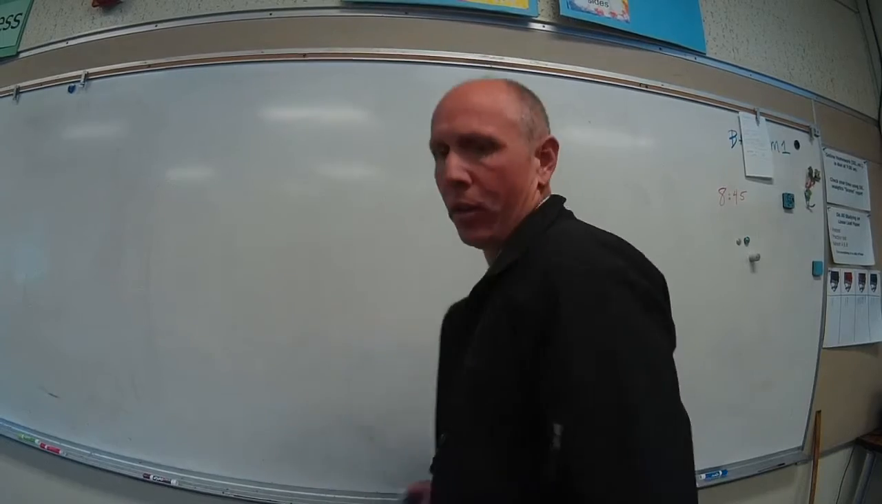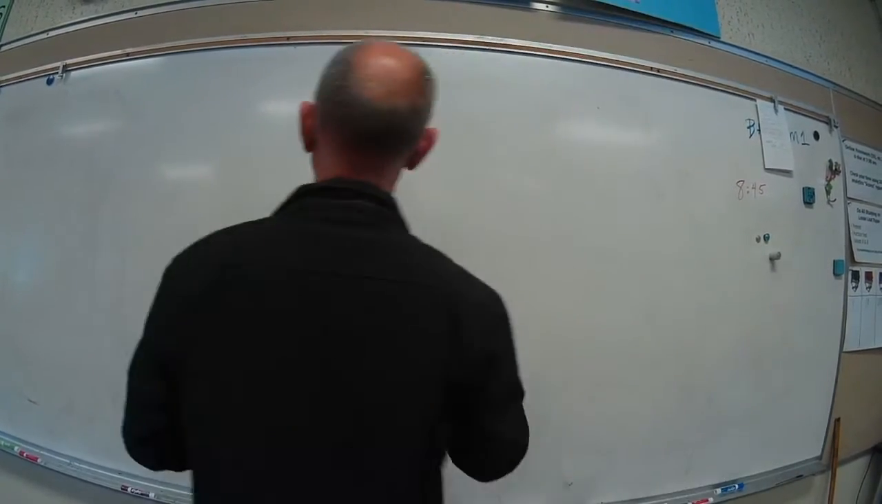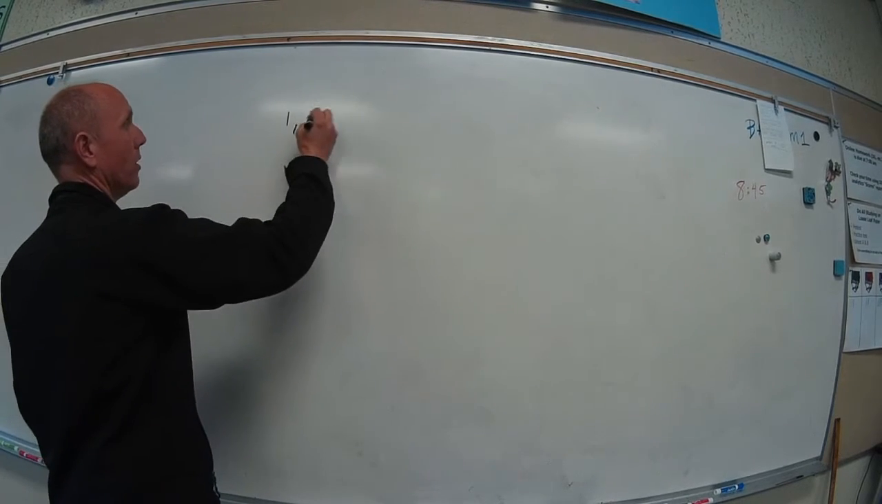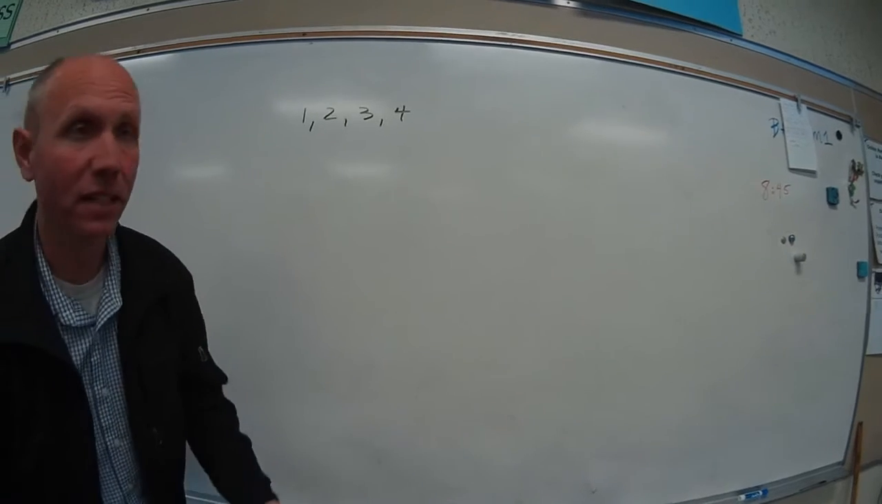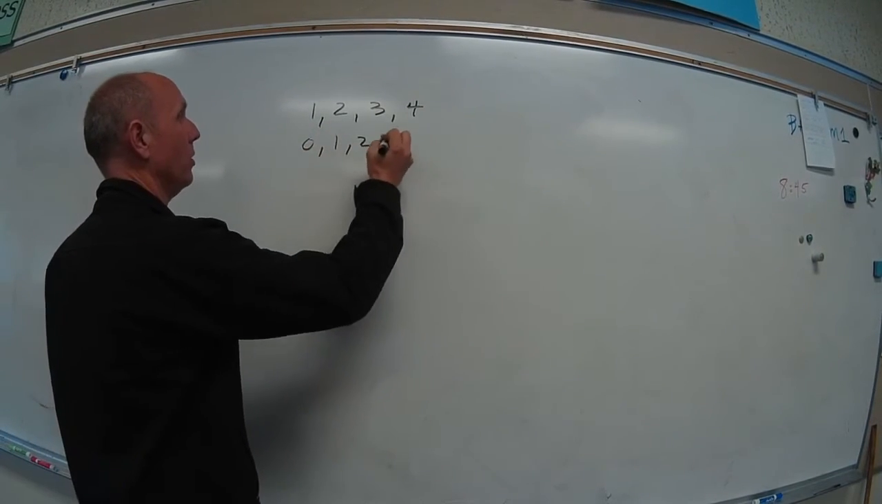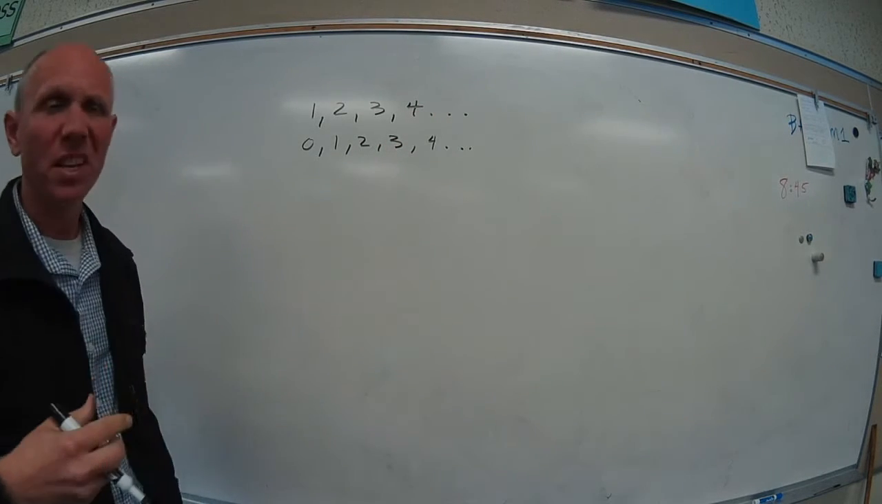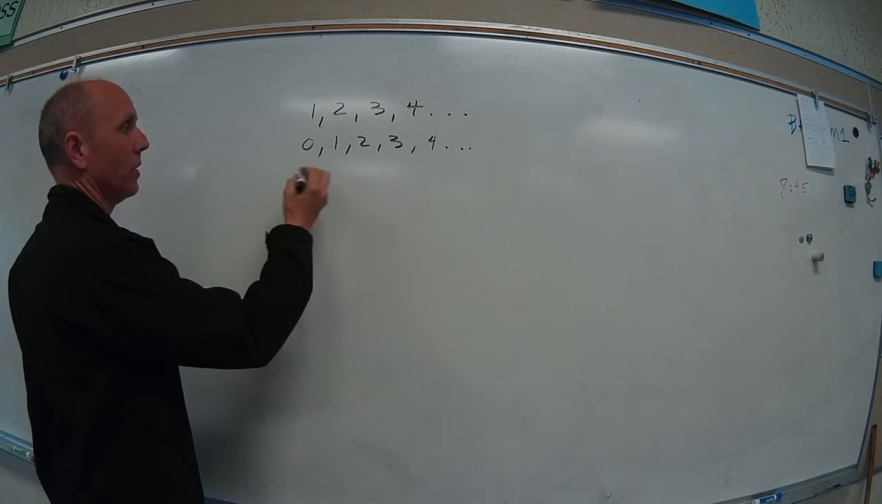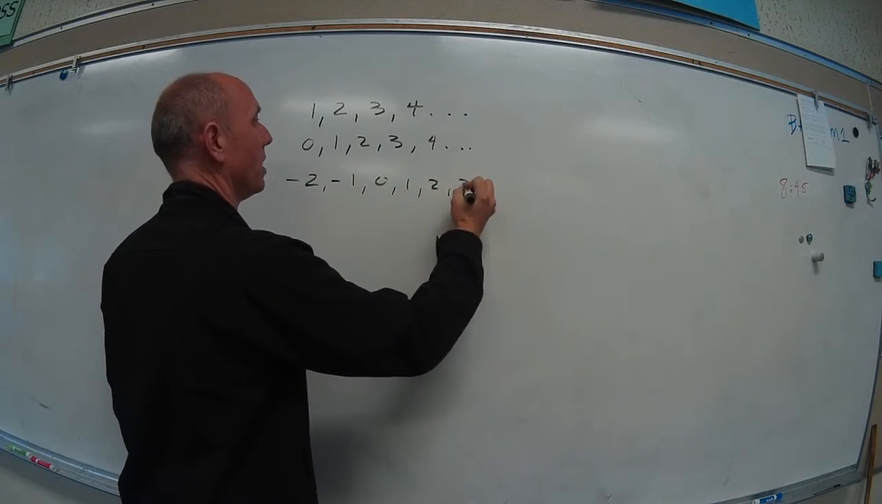There are a bunch of different types of numbers in the world. When you were young, you started with things like 1, 2, 3, 4. Those basic numbers are actually called the natural numbers. Then we went to 0, 1, 2, 3, 4. Those are the whole numbers. Then we started throwing in negatives, so things like -2, -1, 0, 1, 2, 3.